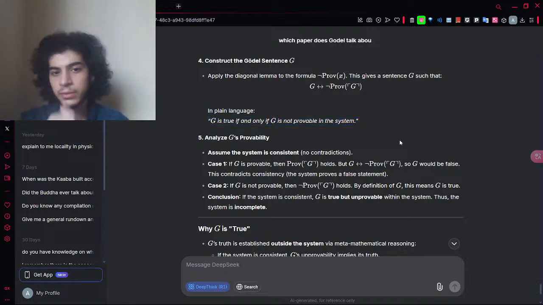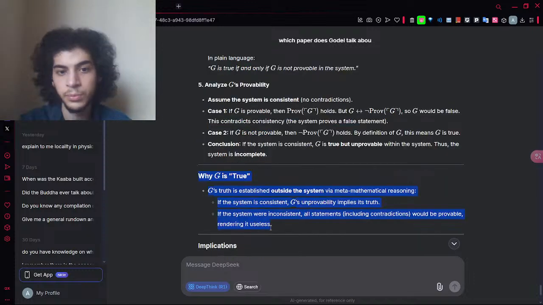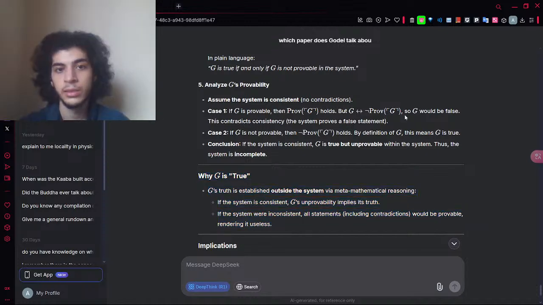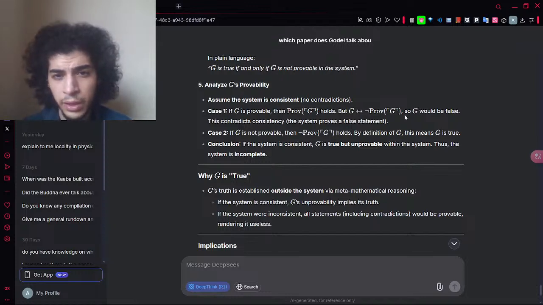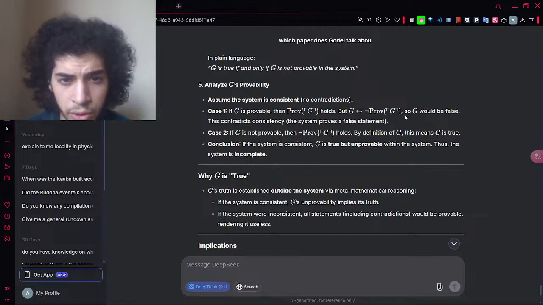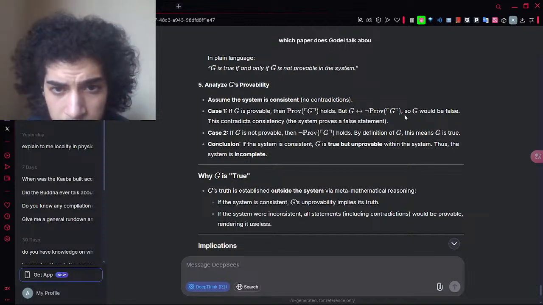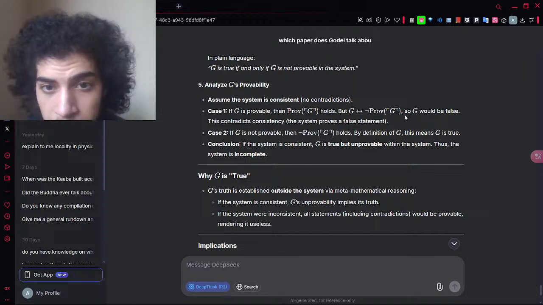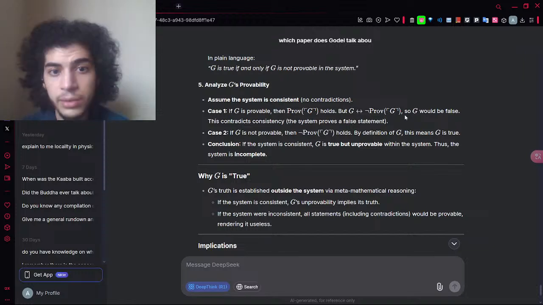Okay, so I guess there is this next step here that I'm going to look at right now. But what I would say here is, how do you know G exists at all within the system? But let's continue. If the system is consistent, G is true but unprovable. Yeah, but how do you know that G is in the system? G is true but unprovable within the system. Thus, the system is incomplete.